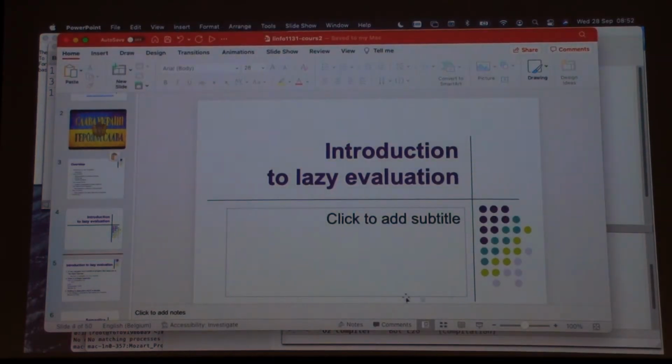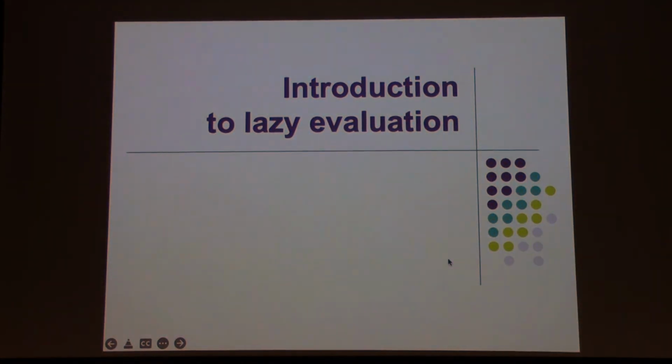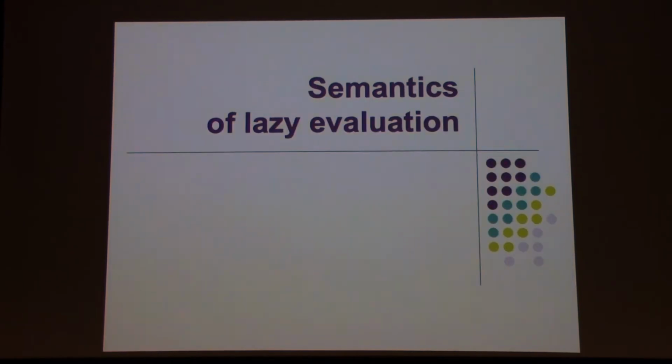I have to explain exactly what it means. What does it mean, needing the result? And how do we use this for programming? Okay, so that's what I'm going to explain to you today. And to do that, I will explain first the semantics, so you understand exactly what's going on. This is actually very simple.